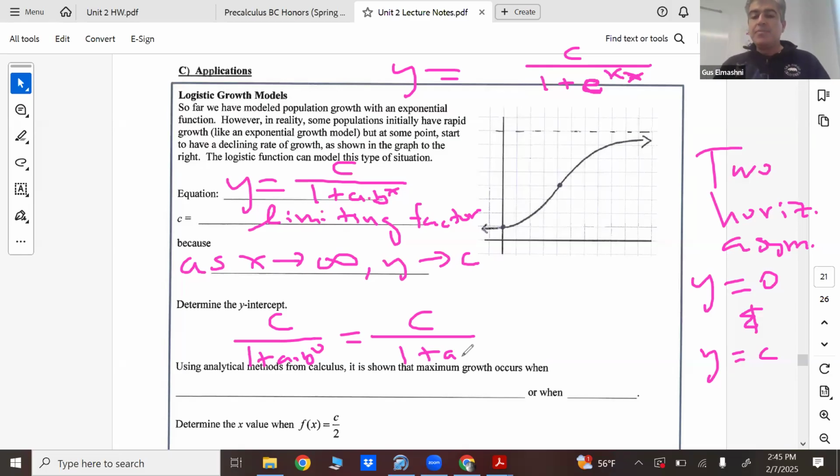But that's why it's called the flattening of the curve. We have to eventually stop the spread of this disease, right? So anyway, that's what's going on there. Using analytical methods from calculus, it has been shown that the maximum growth occurs at this point right here.